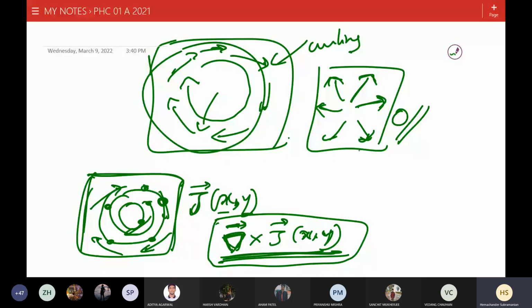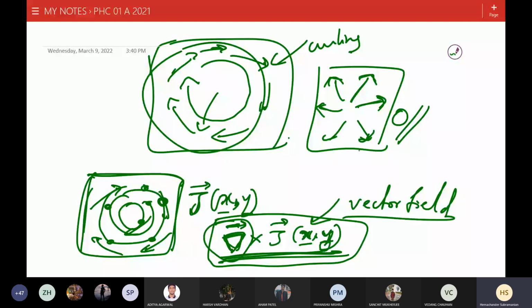The curl is an operator on a vector field. A vector field means there is a vector at every point in space, x comma y. At every point in space, you associate a vector, and that is a vector field. This curl operator operates on the vector field, and it gives you some number, some vector. It measures how much the field is curling around.